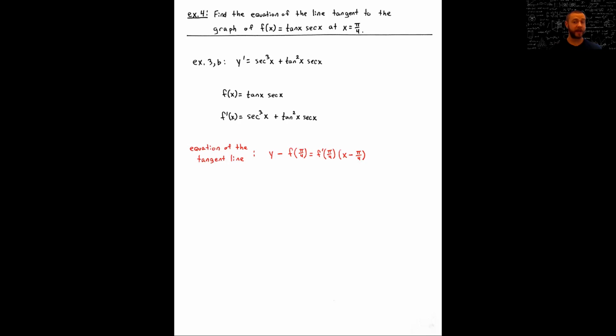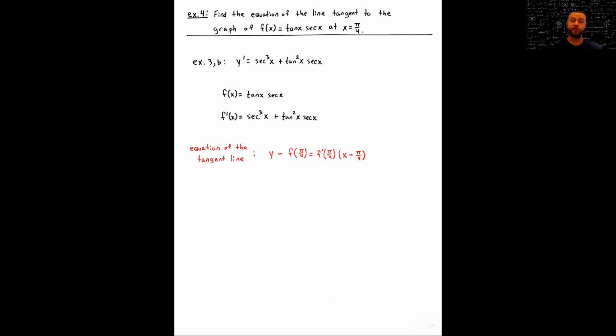All right, now at this point, the calculus is done. We basically did all that in example 3b, applying the product rule to get this derivative, f prime. But the rest of this is sometimes tricky for students since they forget a lot of their basic and foundational trig from their pre-calc course. Now, what we actually need to figure out are the values for the function f of x when x equals pi over 4, and then the value for the derivative f prime of x when x equals pi over 4.